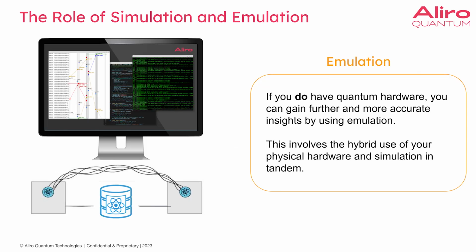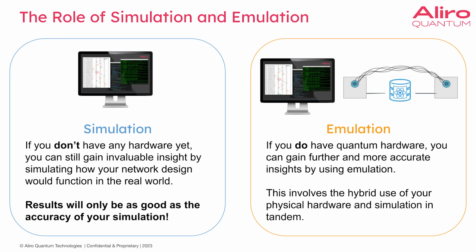You can do better if you already have some hardware to work with. If you do have quantum hardware, then you can gain more accurate insight by doing experiments with that hardware in tandem with a simulated network, in order to get an idea of how that physical piece of hardware would function within the context of a larger quantum network. And this is what we call emulation. And so, depending on what you have or not, we can do various versions of this.